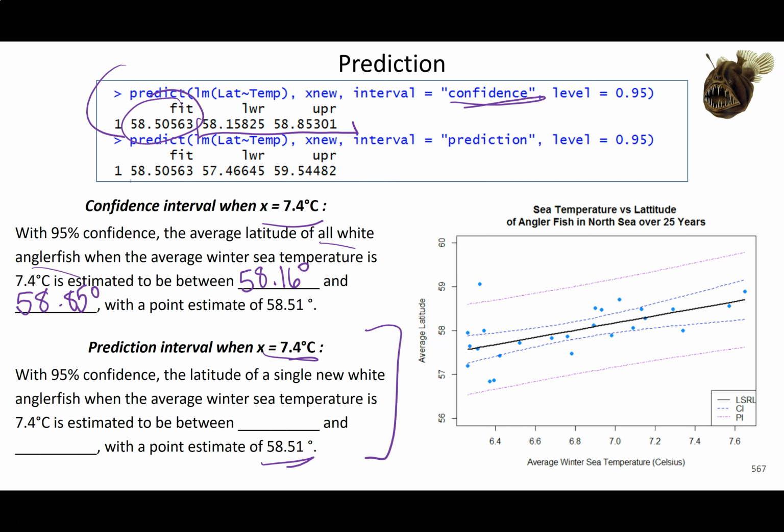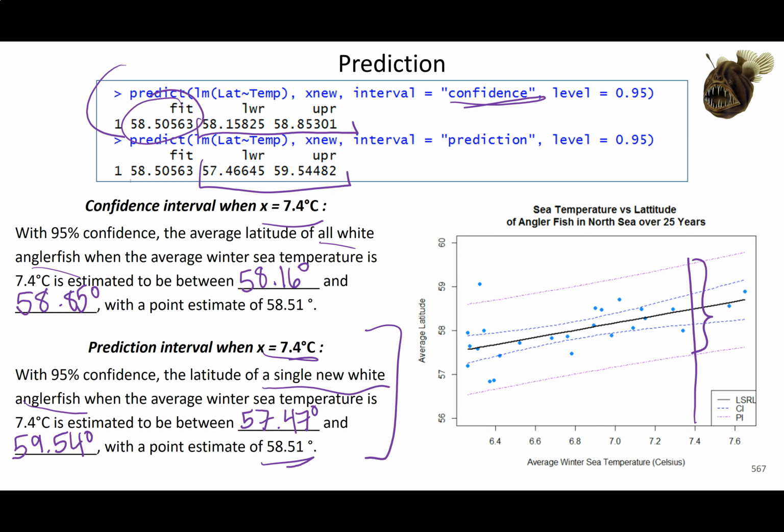So remember our prediction interval, it's when we want to predict the latitude of a single new white anglerfish. So suppose one isn't in the data set and we just add one new fish where the average winter sea temperature is 7.4 degrees Celsius. We want to predict where that individual fish might be. So we're looking for this outer one here, anywhere from 57.47 degrees to 59.54 degrees with a point estimate of 58.51 degrees.